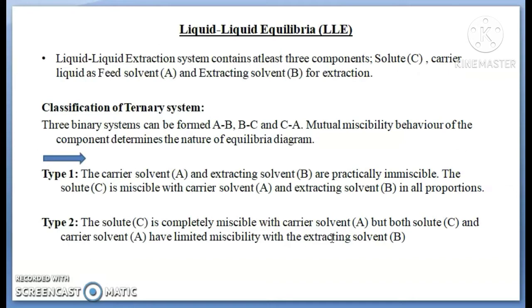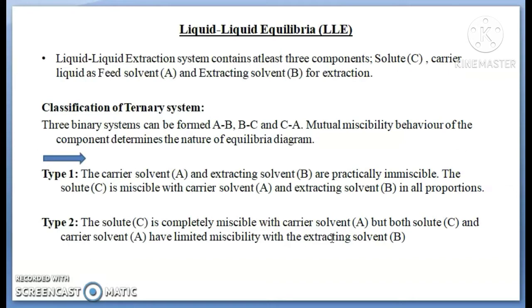First is where the carrier solvent A and the extracting solvent B are practically immiscible, and the solute C is miscible with carrier solvent A and the extracting solvent B in all proportions. So the solute C will be distributed between the extract phase and the raffinate phase in different proportions based on its solubility in these two different solvents.